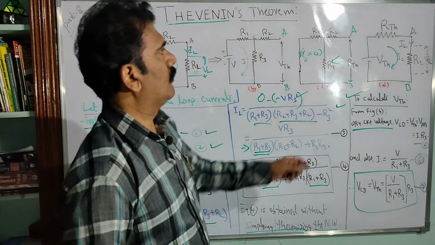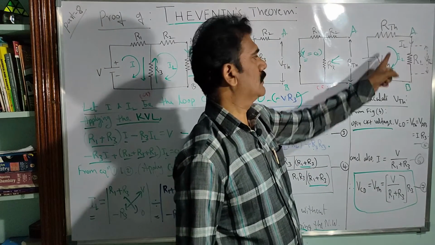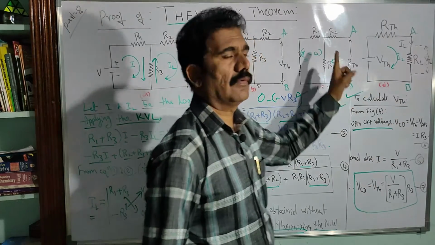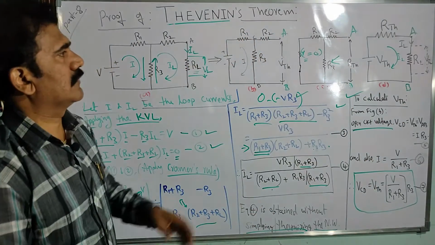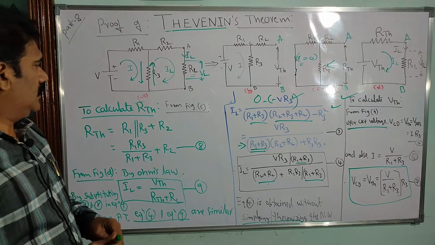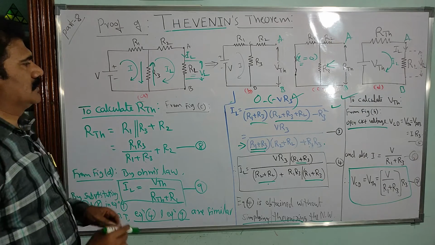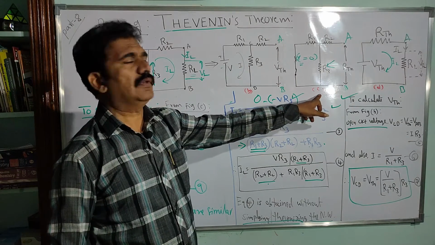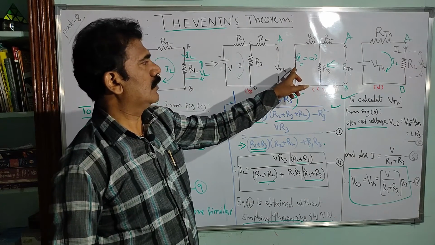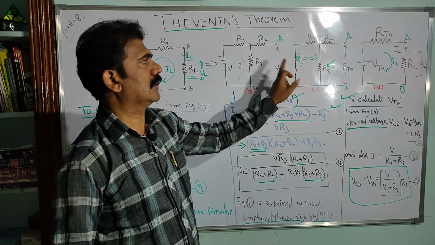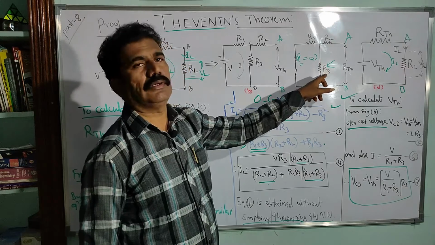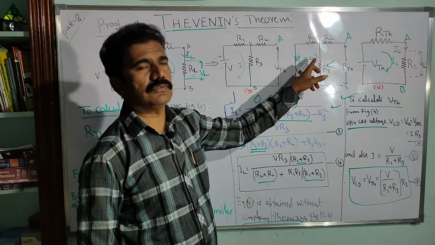Now let us continue to find RTH also. So the VTH part is over. Now we have to calculate RTH from the next part of the circuit. To calculate RTH, we will consider figure C. We have removed the voltage source and it is just shorted, consisting of only 3 resistors R1, R2 and R3. Internal resistance small r is equal to 0.